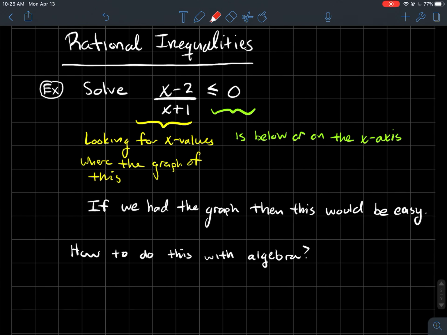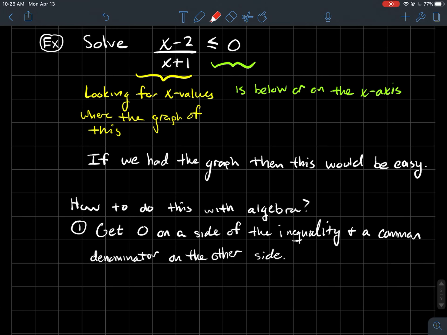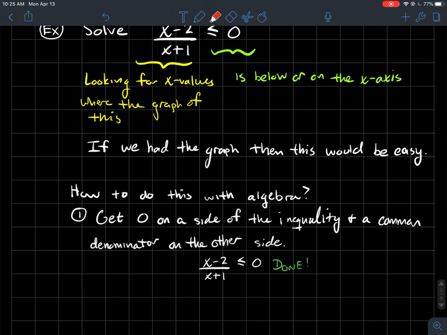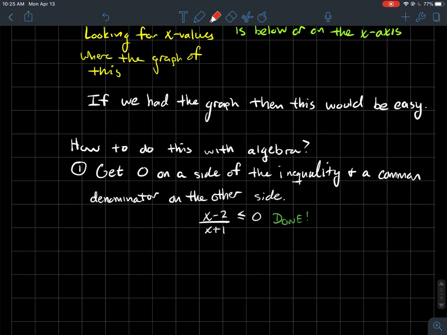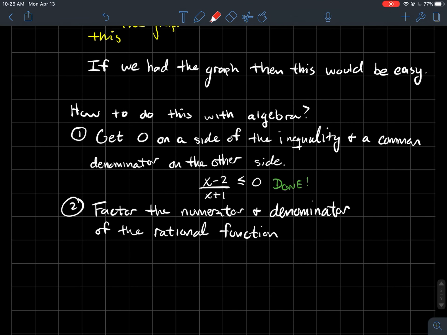I'll try to break it down into 5 steps, similar to how we solved polynomial inequalities. The first step is to try to get 0 on one side, and get a common denominator on the other side. In this case, if I rewrite the inequality I'm given, it's x minus 2 over x plus 1 less than or equal to 0 already, and I've already got the common denominator. Step 2, if need be, is to factor the numerator and the denominator of the rational function. I'm looking at x minus 2 over x plus 1, and it's already all factored, so that's good too.